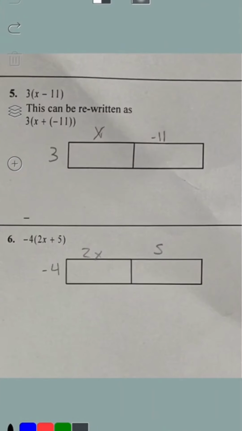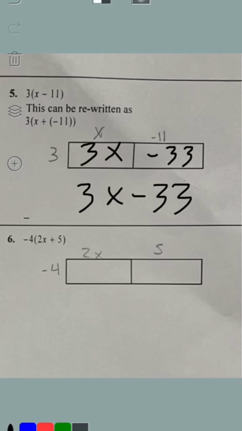All right, this is not too complicated. All you're doing here is taking this and multiplying by this and then multiplying by this and putting it in those boxes. So 3 times x is 3x, and 3 times negative 11 is negative 33. And then you're just adding these two together. And you don't know what x is, so your final answer just looks like 3x minus 33.